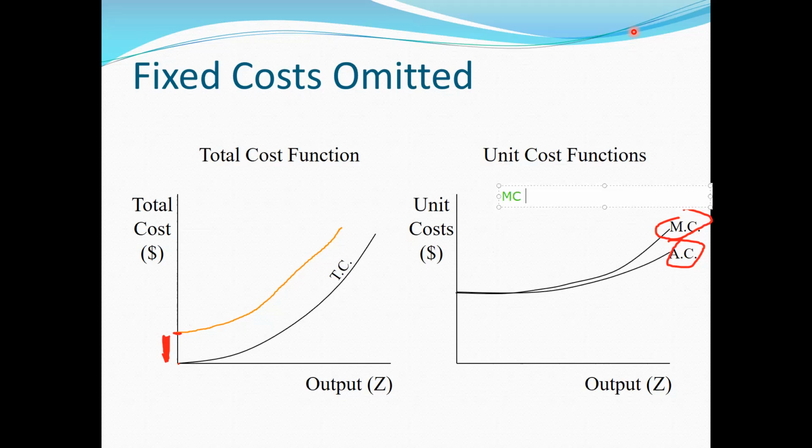So MC remains the same, even with fixed cost. Make sense? Everybody following this? Any questions?